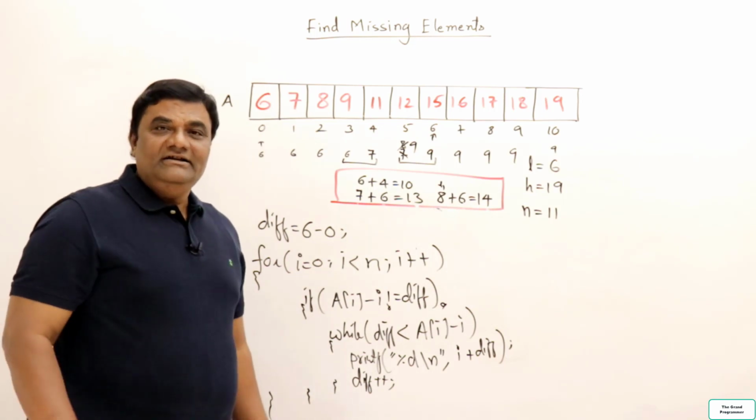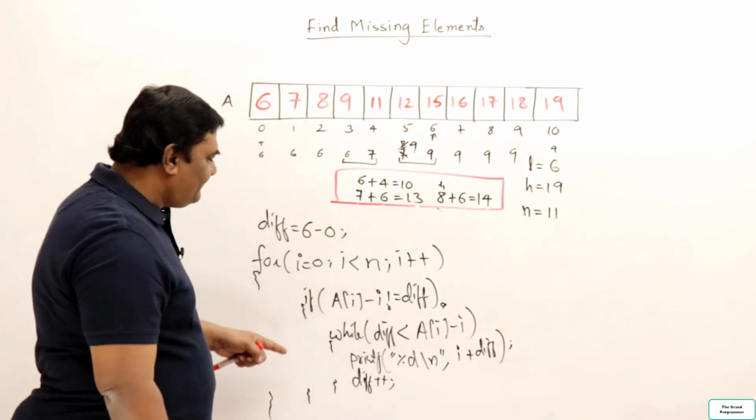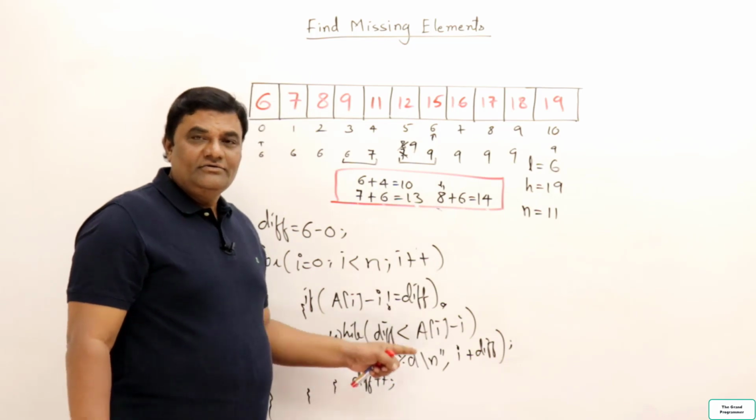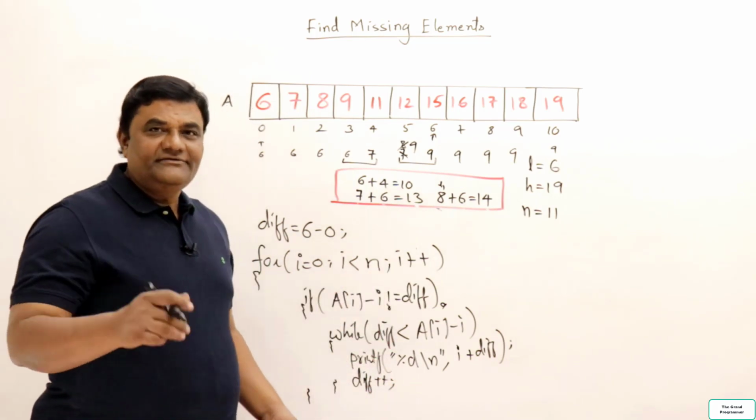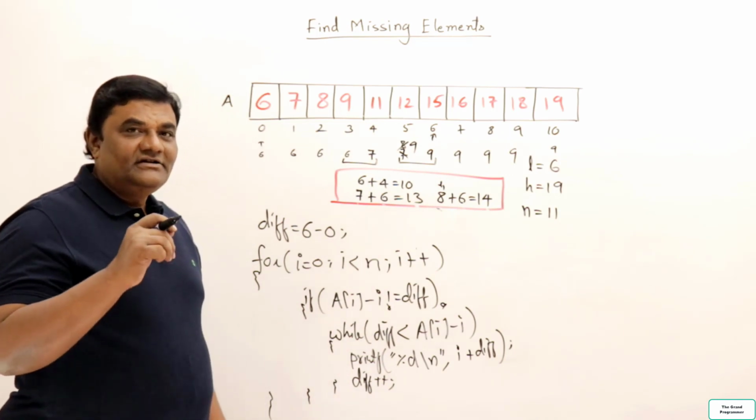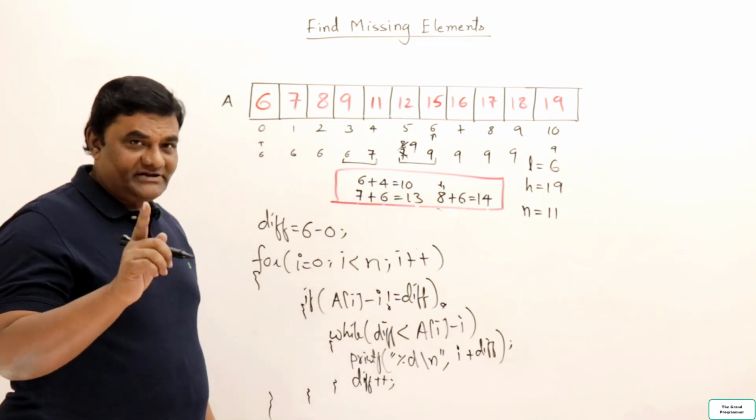So if there are multiple elements missing continuously, for them I have to write a loop here. So using a loop I am printing rest of the elements. So this is the method for finding missing elements in a sequence of elements, and the elements must be sorted.